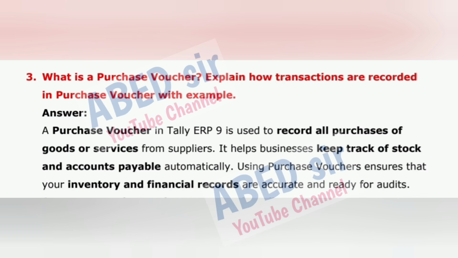Next important long question is 3. What is a purchase voucher? Explain how transactions are recorded in purchase voucher with example. Answer. A purchase voucher in Tally ERP9 is used to record all purchases of goods or services from suppliers. It helps businesses keep track of stock and accounts payable automatically. Using purchase vouchers ensures that your inventory and financial records are accurate and ready for audits.